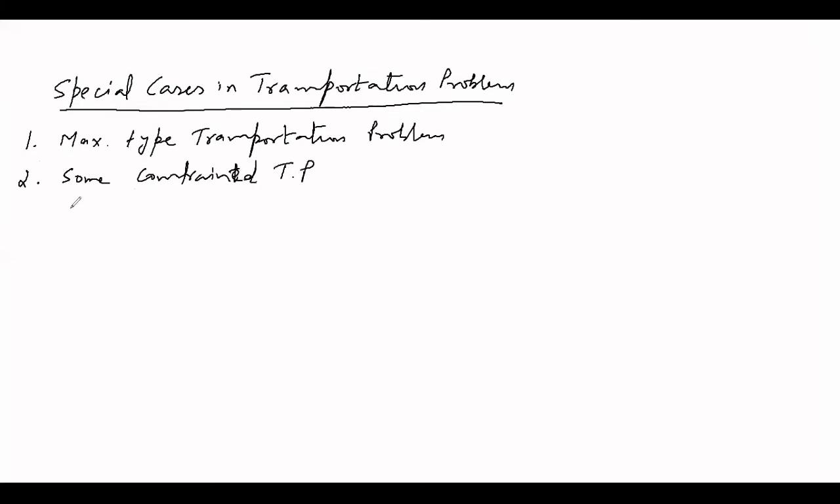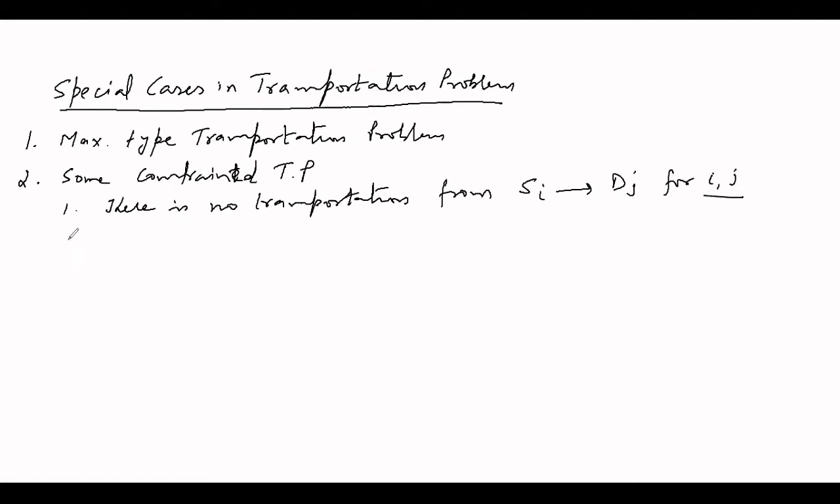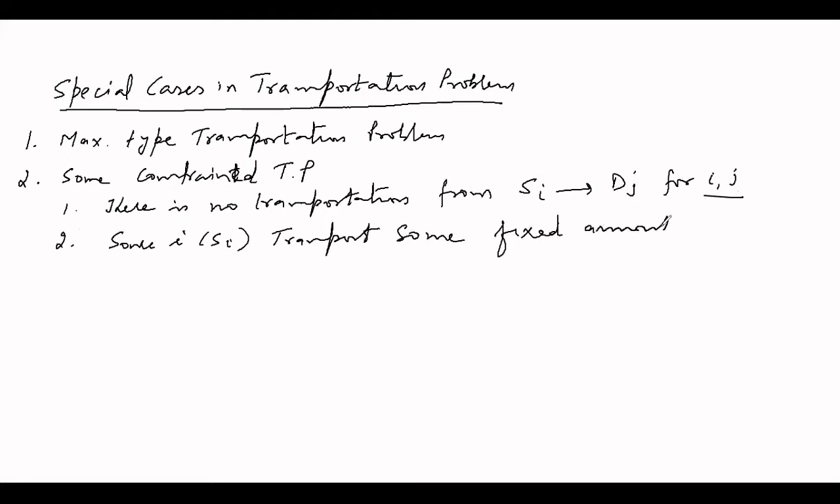And what are the constraints we are considering? Suppose there is no transportation from, say, source I to destination J for some I and J. Secondly, source I, say SI, transports some fixed amount to destination J, that is TJ.